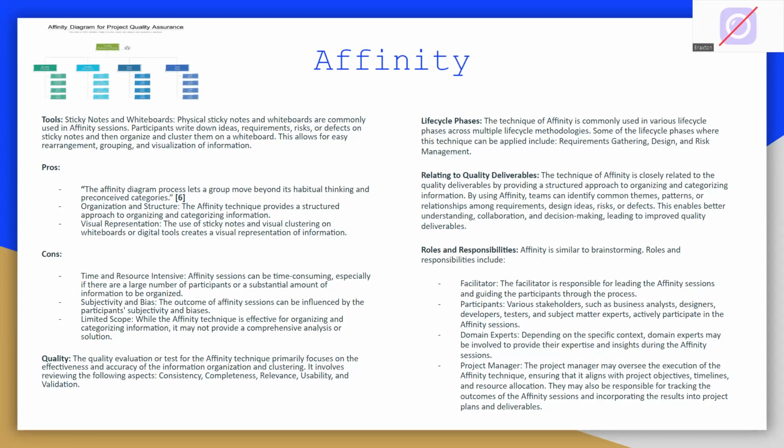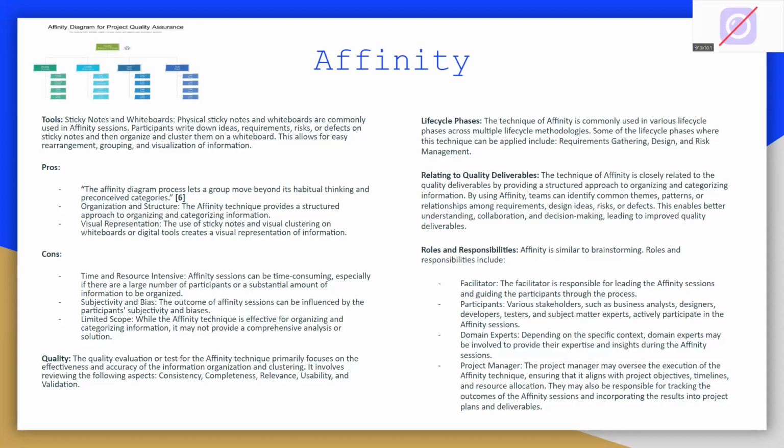So the quality evaluation or test for the affinity technique primarily focuses on the effectiveness and accuracy of the information organization and clustering. It involves reviewing the following aspects: consistency, completeness, relevance, usability, and validation. As far as the life cycle phases, the technique of affinity is commonly used in various life cycle phases across multiple life cycle methodologies. Some of the phases where this technique can be applied include requirement gathering, design, and risk management.